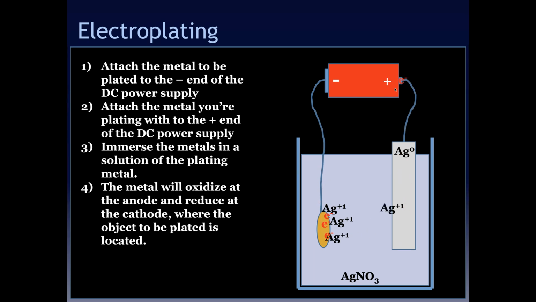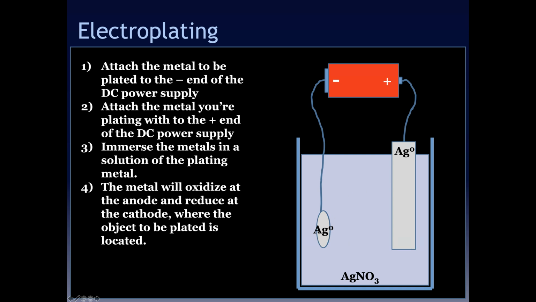Now, if you look at what's happening on the penny, the electrons come out of the negative end of the battery, and this makes the penny electrically charged negative. This will attract the positive silver ions to it. And as soon as the silver ions touch those electrons, they will be reduced to pure silver. So the silver bar is oxidized by the positive end of the battery, and the silver ions are reduced by the negative end of the battery.